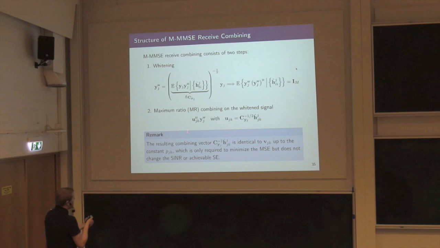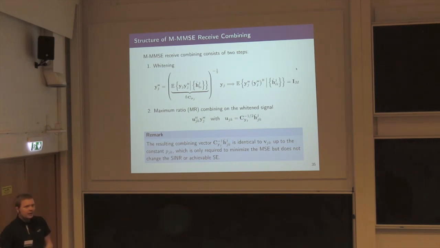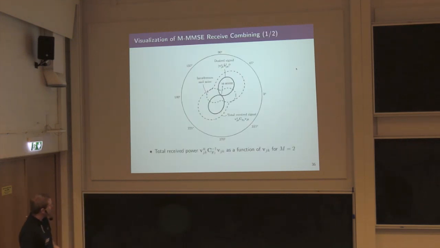So the resulting combining vector is this thing here, and then we need to undo the whitening procedure once again. So it is the estimate of our channel of interest times the inverse of this received signals covariance matrix given our estimates. And this becomes even more clear if we look at a nice simulation example.